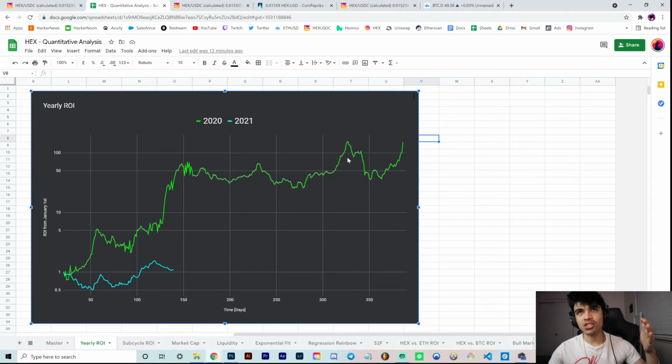So not even reaching prior overperforming ROI from normalized to January 1st regions.